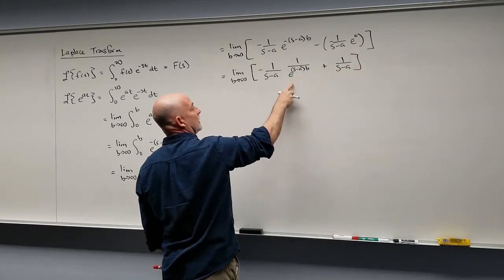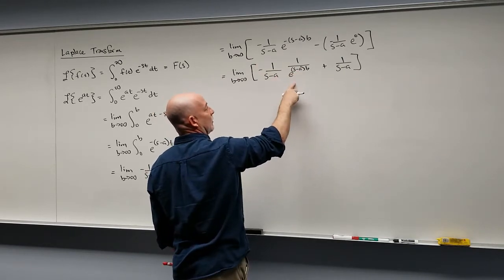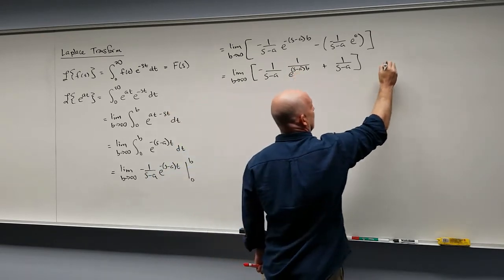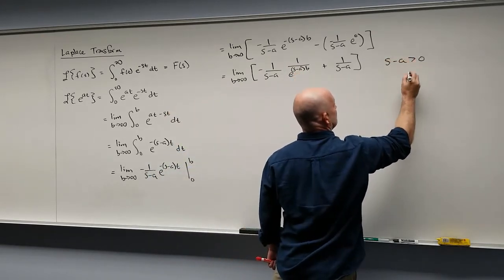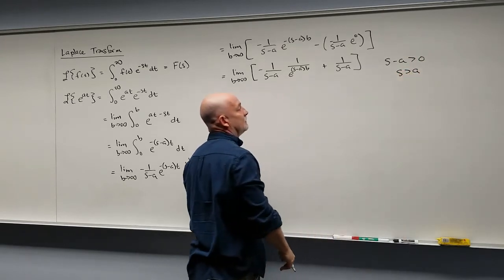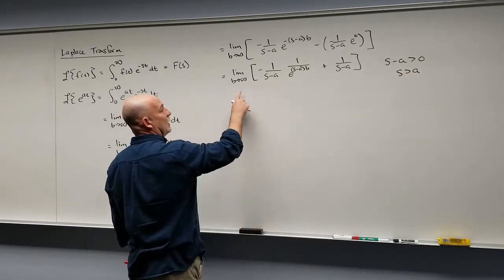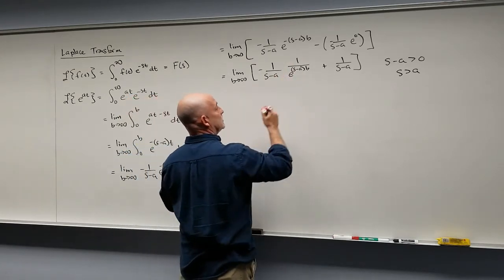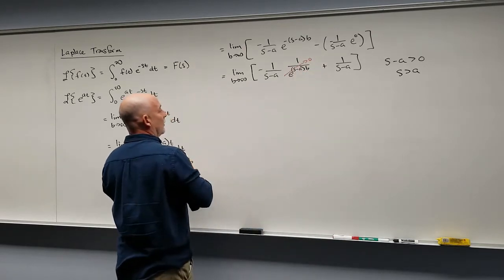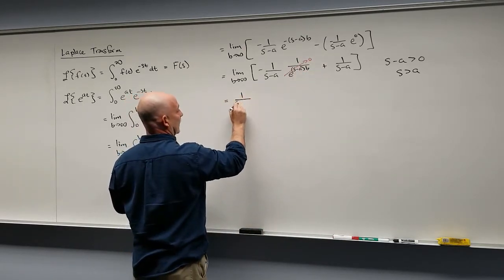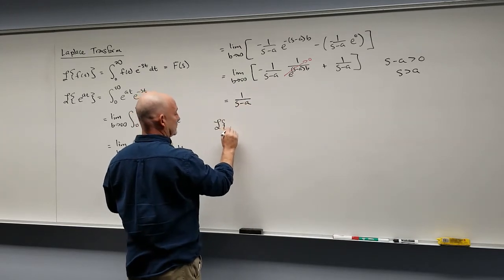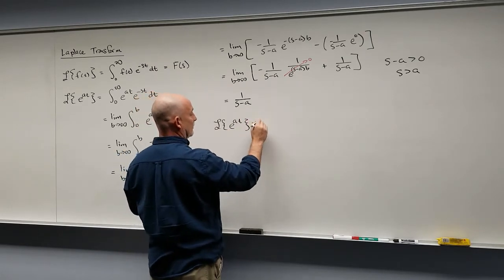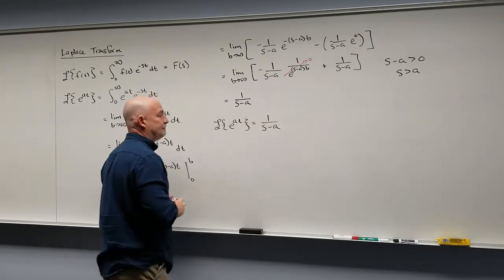Now, the reason I want to do that is because that'll make this term go to 0 as b goes to infinity. But the only way that's true is if s minus a is greater than 0, or if s is greater than a. So that's the caveat we have here. As b goes to infinity, this goes to 0, so this just gives us 1 over s minus a. So the Laplace transform of e to some power times t, like e to the 5t, is 1 over s minus a.